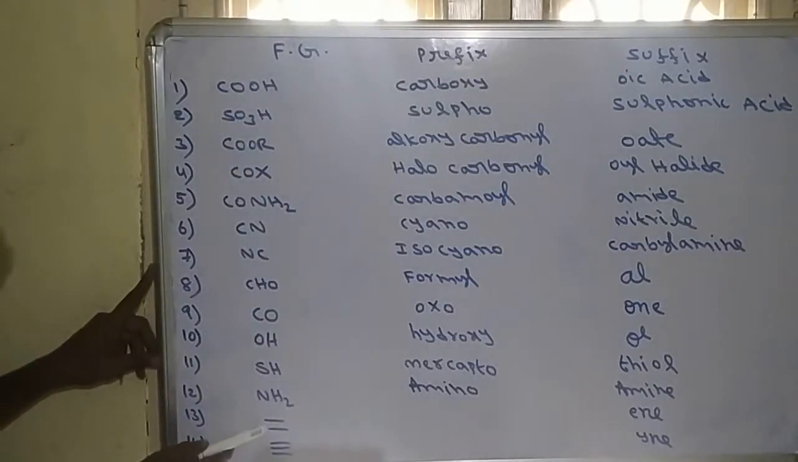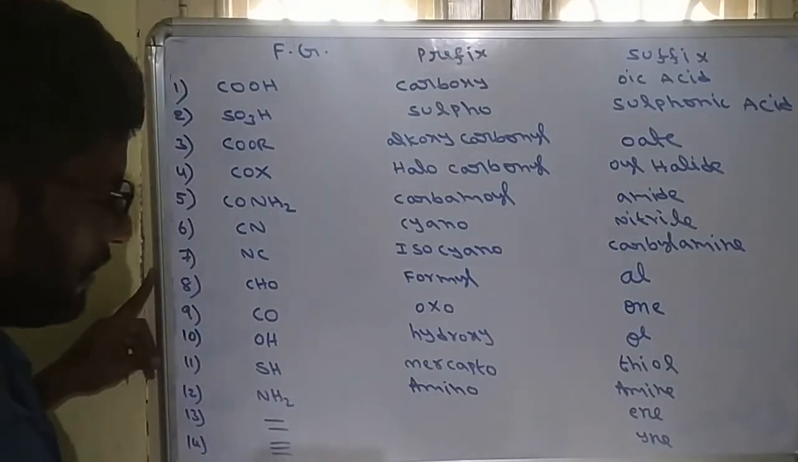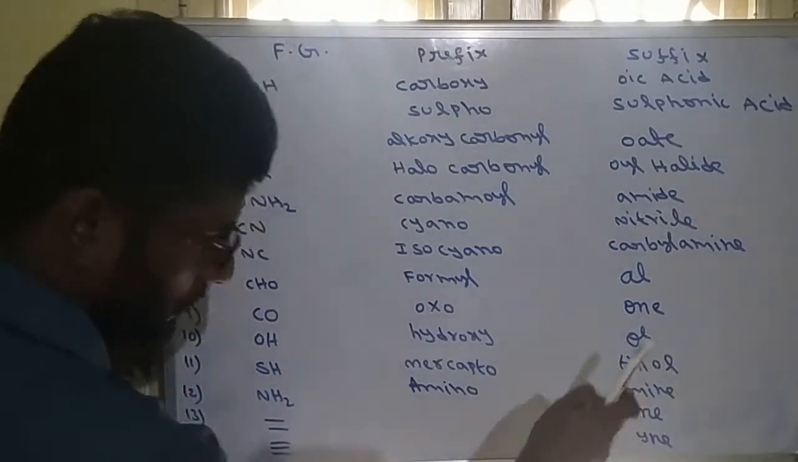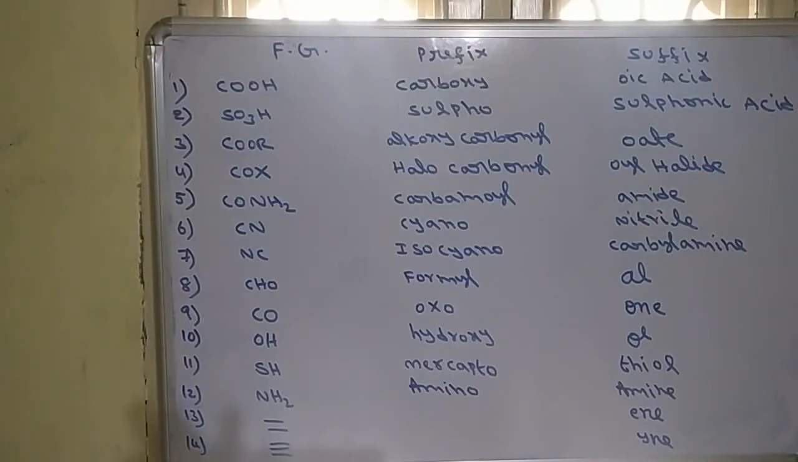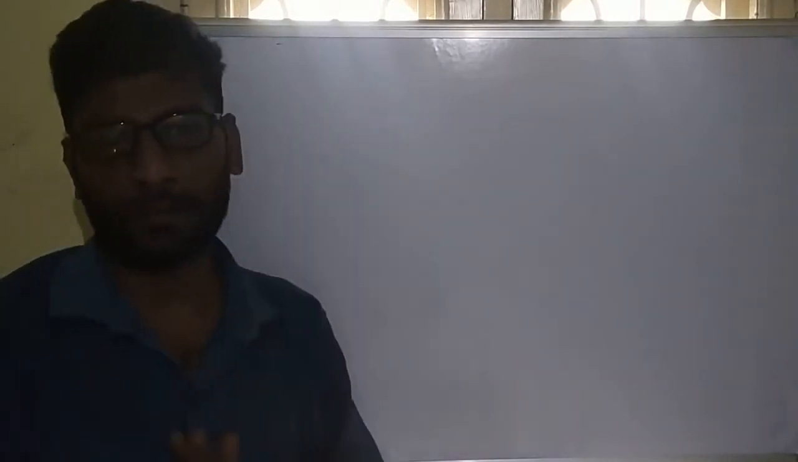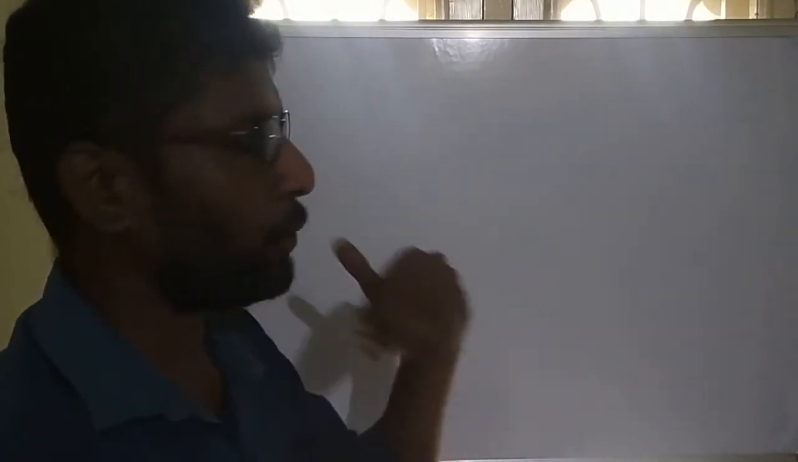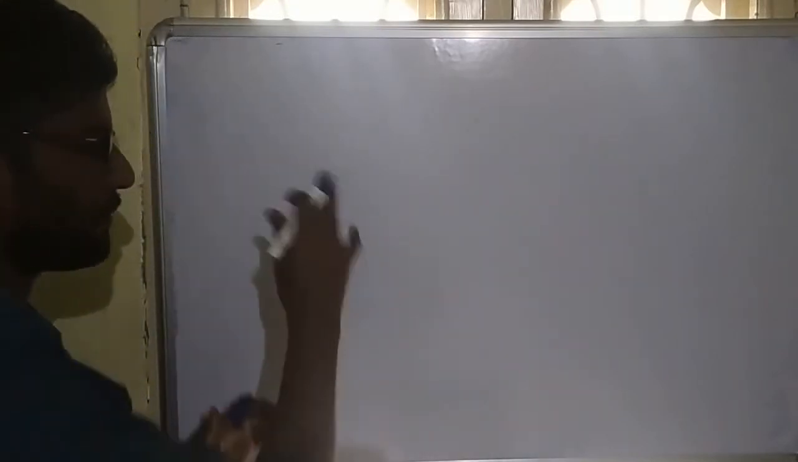Here, the last ones: this is the double bond, this is the triple bond. Double bond is the major functional group, then the triple bond, remember it. Ene will come first, after that yne will come. So this is the functional group table. Now by following the sequence and knowing the table, we can write the IUPAC name of any molecule. Just for example, I am giving two molecules.